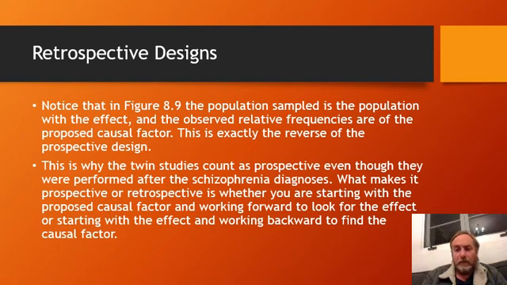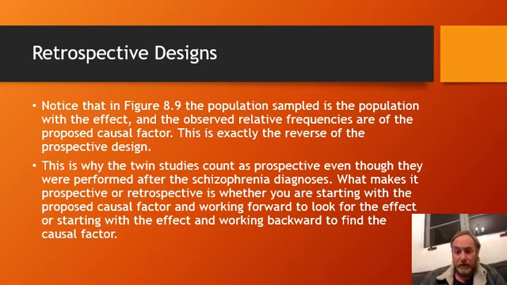So when we look in a moment at figure 8.9, this hopefully should clarify the difference between retrospective design and a prospective. In a retrospective design, the population you're sampling is the population with the effect, right? And then you're looking backwards to see the observed relative frequencies of the proposed causal factor in that population. Exactly the reverse of a prospective design, right? So you may recall with our twin studies, we were looking at the causal factors, genetic identity and genetic diversity, and then seeing within those groups what are the relative frequencies of the effects.